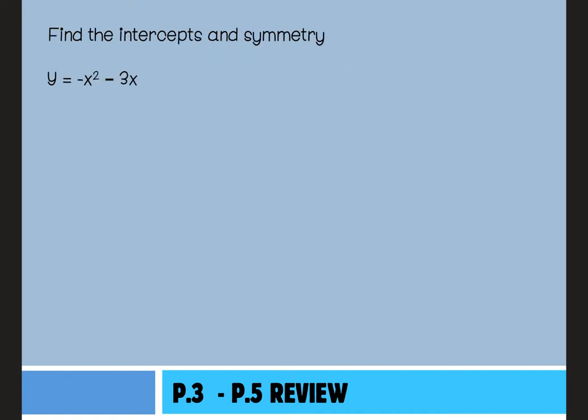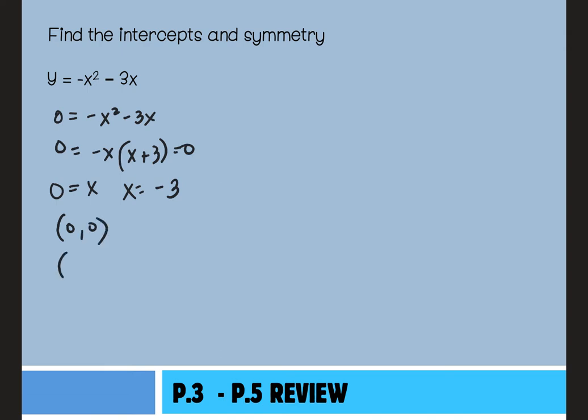The second one said find the intercepts and the symmetry. So if I want to find the x-intercepts, I plug 0 in for y. I can take out a negative x. I get x plus 3. And then split and solve. And I get x equals 0 and x equals negative 3. So 0, 0, and negative 3, 0 are the x-intercepts.